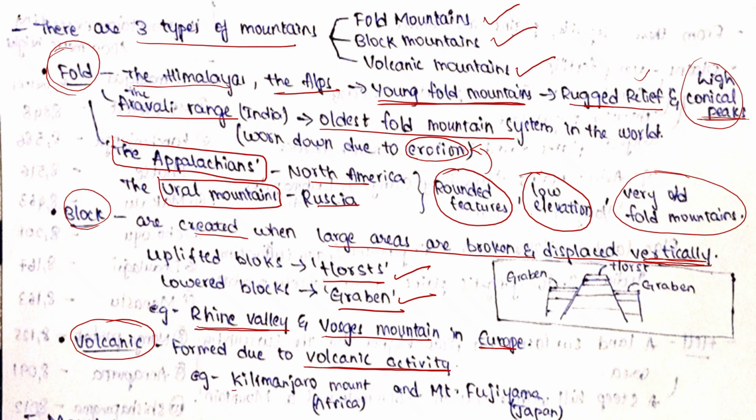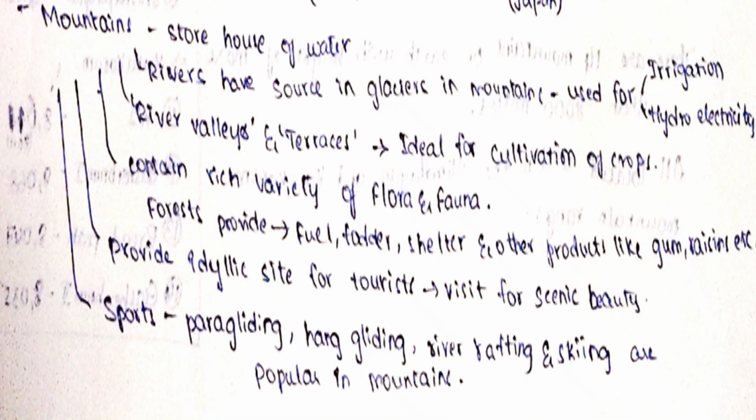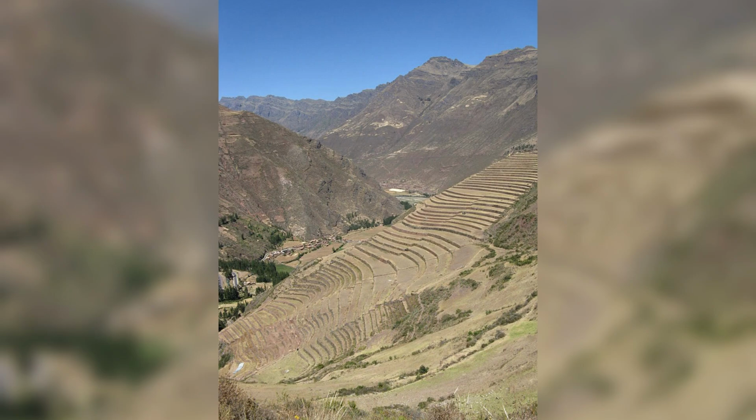The examples of volcanic mountains are Mount Kilimanjaro in Africa and Mount Fujiyama in Japan. Now let's understand the importance of mountains. Mountains are called the storehouses of water. Most of the rivers start from the glaciers found in the mountains, and this water is used for irrigation and drinking. The river valleys and terraces near mountains are very fertile and suitable for farming.